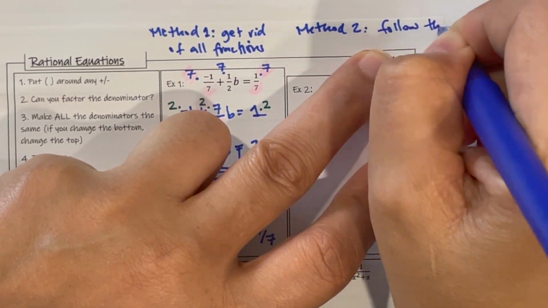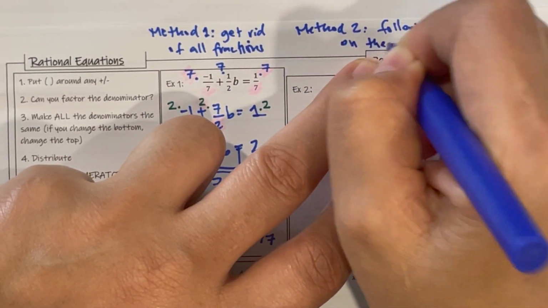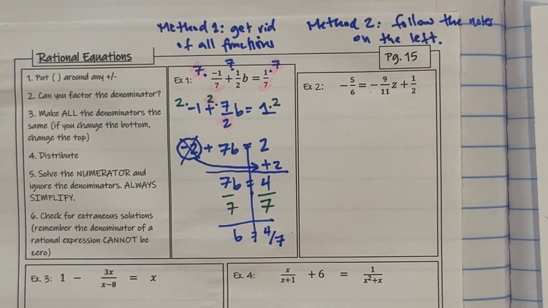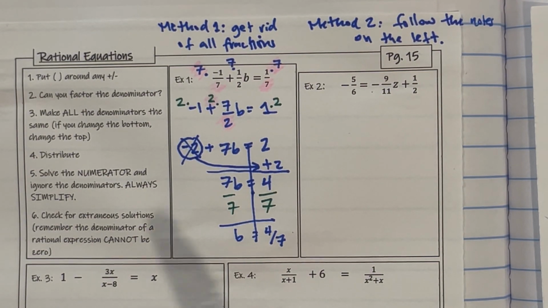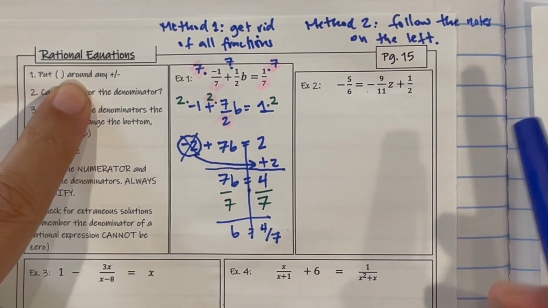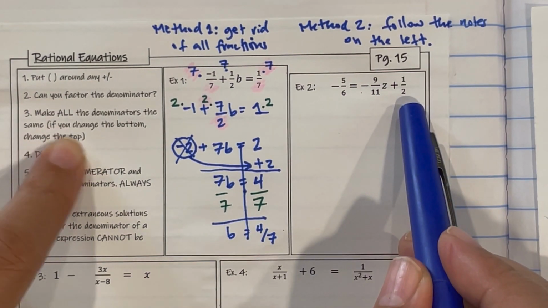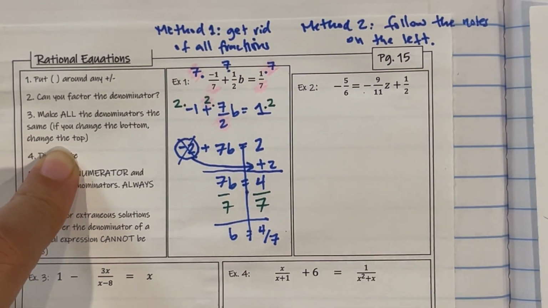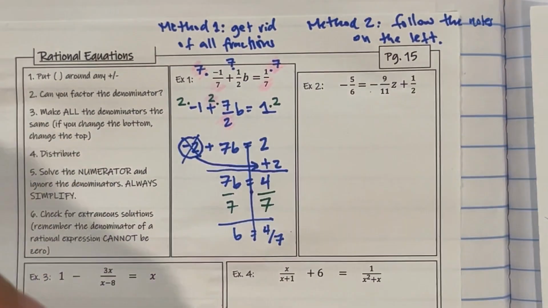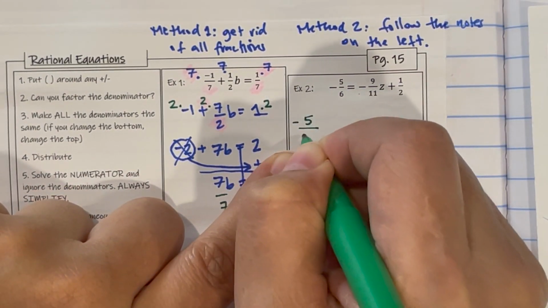Method 2 is really what I'm going to stick to, which is follow the notes on the left. Okay, so method 2 is follow the notes on your left. All right, so what do those notes say? Put parentheses around addition and subtraction. Can you factor the denominator? We don't need any of that. Make all the denominators the same. If you change the bottom, change the top. So I need all the denominators to look exactly the same.